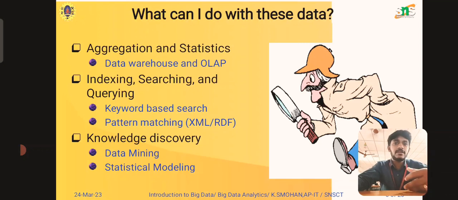With the help of this data, we can have aggregation statistics, data warehouse, and OLAP, which are new concepts involved in the DBMS. We can easily aggregate the statistics, and the data can be easily retrieved with the help of these technologies: indexing, searching, and querying. With the help of an index value, we can search the keyword and retrieve the data very easily. For knowledge discovery, data mining, and statistical modeling, with the help of OLAP, XML, and RDF, we can analyze and retrieve the data easily in a huge database management system, in a huge database storage area.